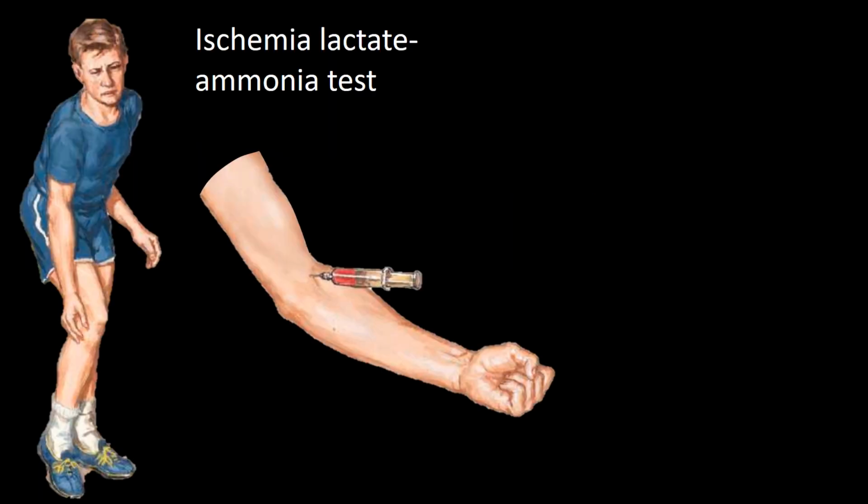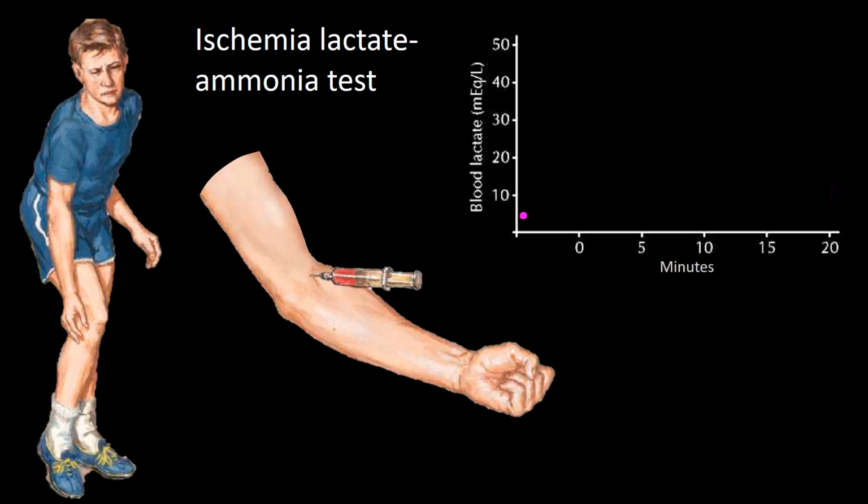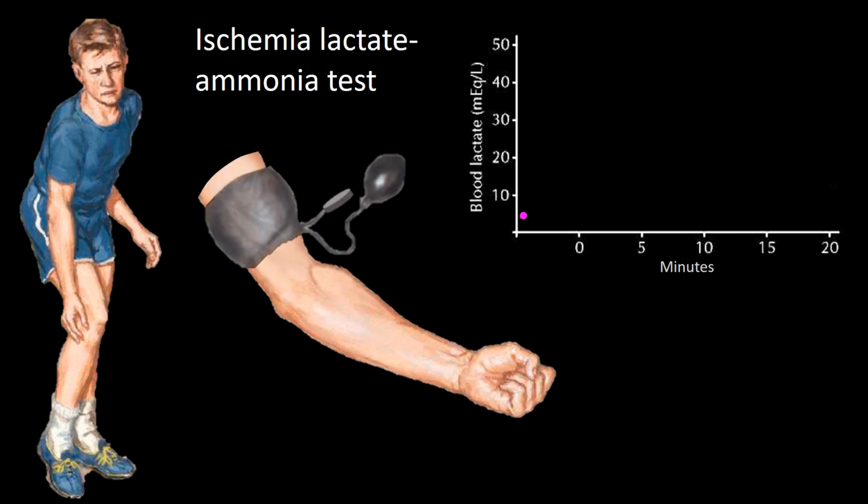Another useful test to diagnose this condition is the lactate ammonia test. In this test, baseline lactic acid and ammonia levels are obtained and plotted in a graph. In this example, only lactic levels will be shown. Then a cuff is placed and inflated to stop arterial blood flow to the hand. Following this, the patient is asked to make a fist on and off for 5 minutes or as long as the patient can stand it.